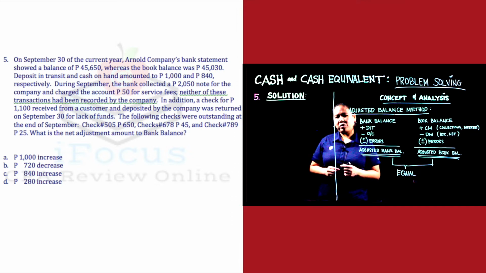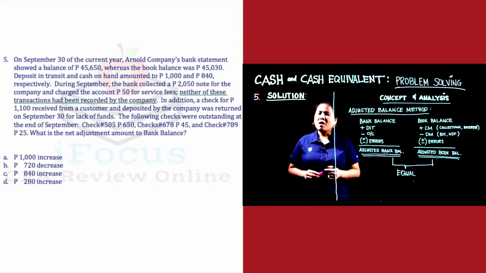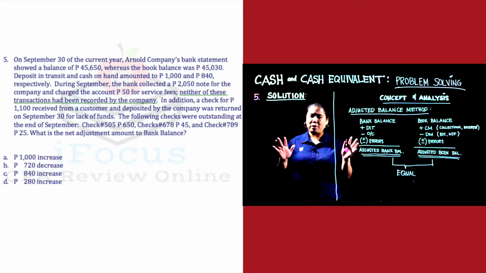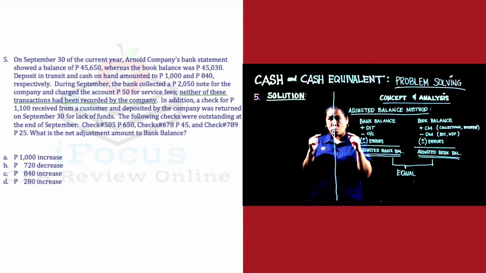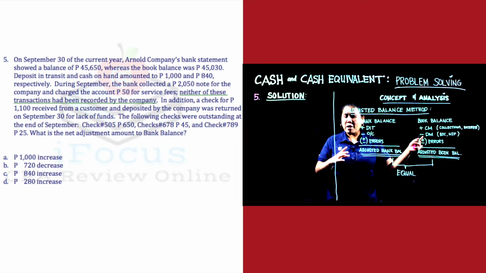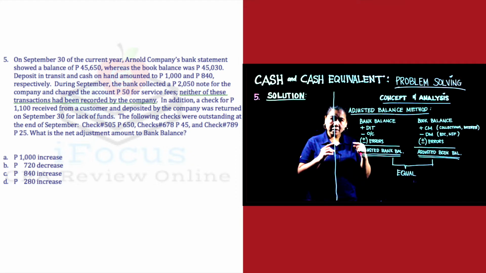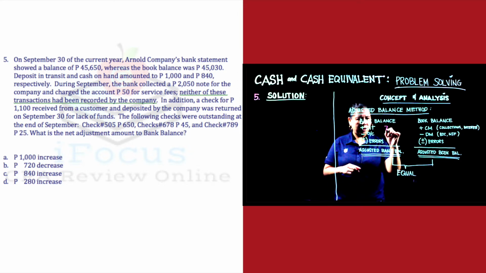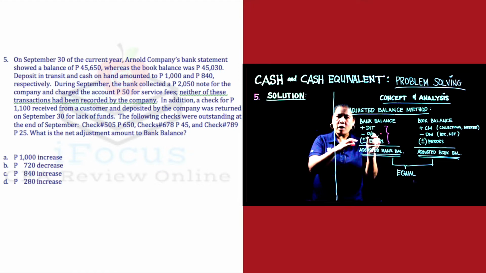Another bank reconciliation problem. So, in this problem number 5, the requirement is what is the net adjustment amount to bank balance. So, ano bang tinatanong ng problem? Yung net adjustment amount sa bank balance. So, ito na naman ang gagamitin natin, yung bank balance dito sa adjusted balance method. So, ang tinatanong ng problem ay kung magkano lang yung net adjustment natin dito sa bank balance. So, ito lang ang kukunin natin. Alright? Yan lang po ang tanong ng problem.